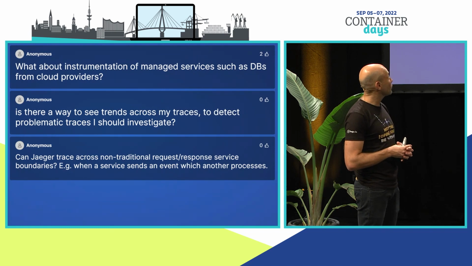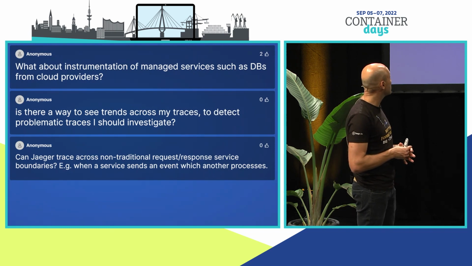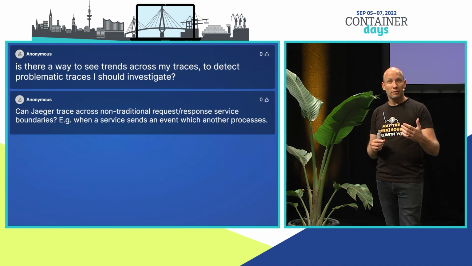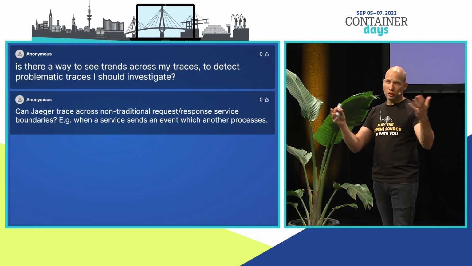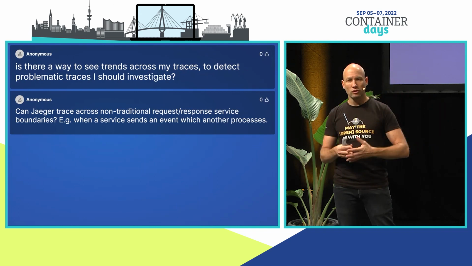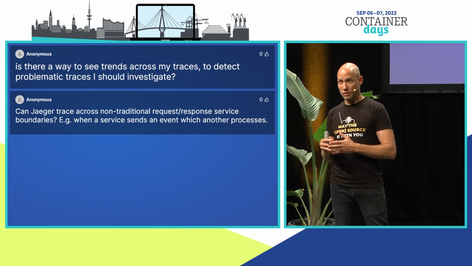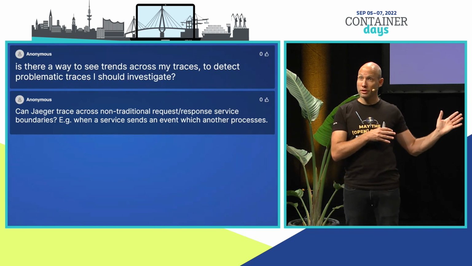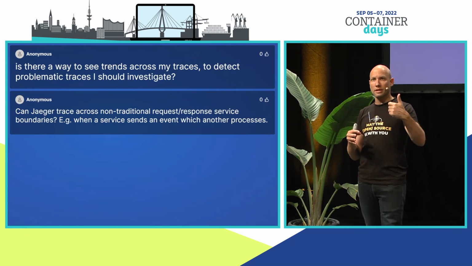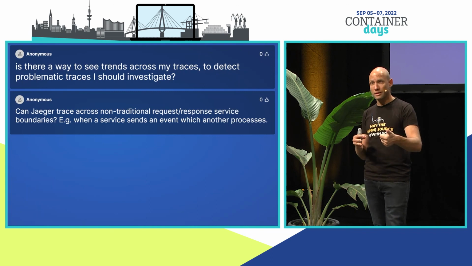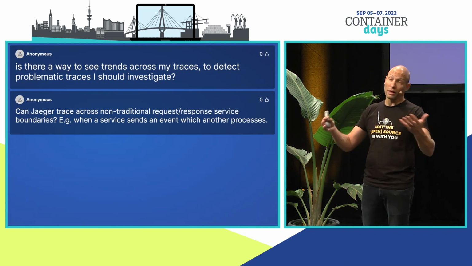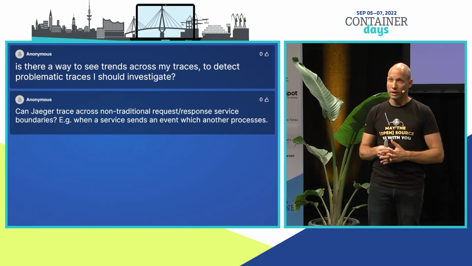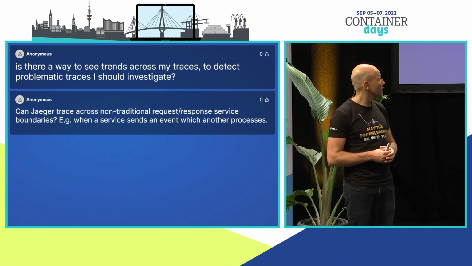What about instrumentation of managed services such as databases from cloud providers? So they also expose trace data. Definitely look at the documentation. You need to look at the specific service that you're interested in, but definitely they also expose that. And usually, as I said, many of them are aligned with OpenTelemetry, so you can maybe even get that exposed as standard OTLP format traces, and then you can send it to Jaeger or to other distributed tracing systems. So cloud services should be part of your distributed tracing visibility, definitely.